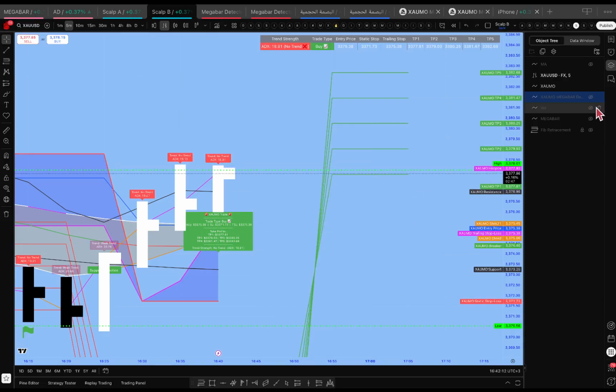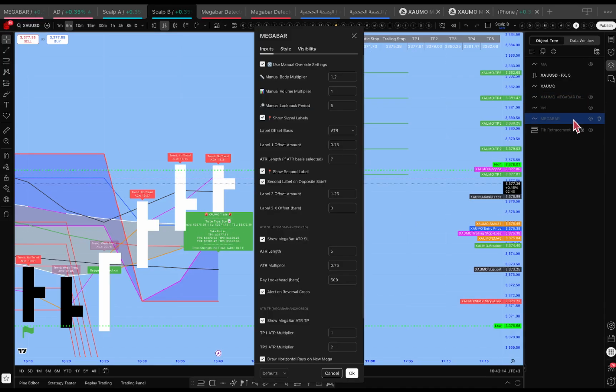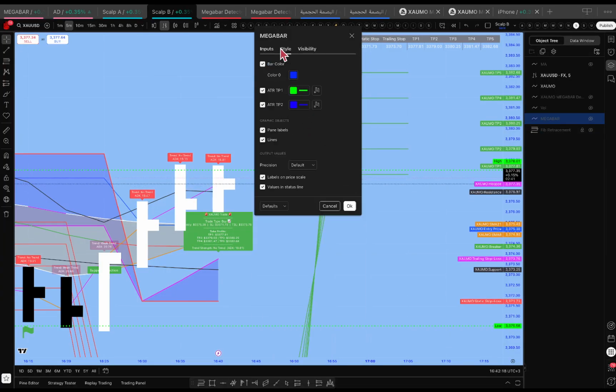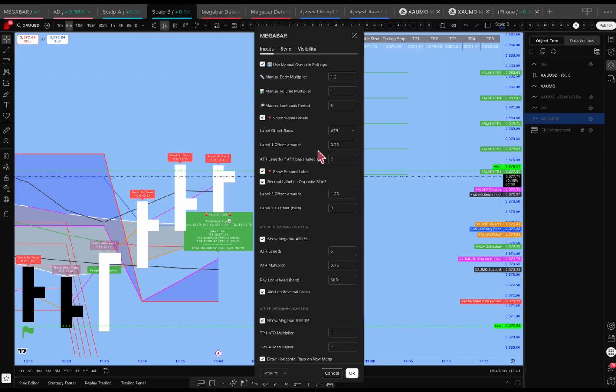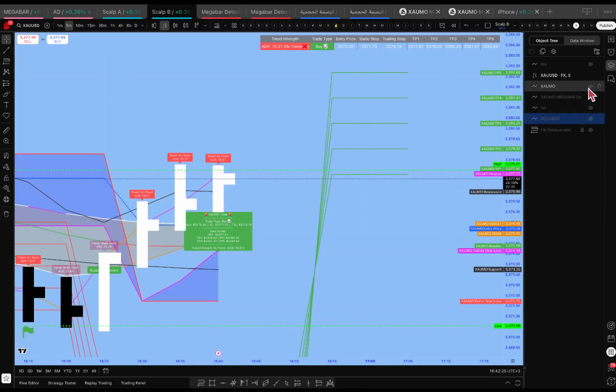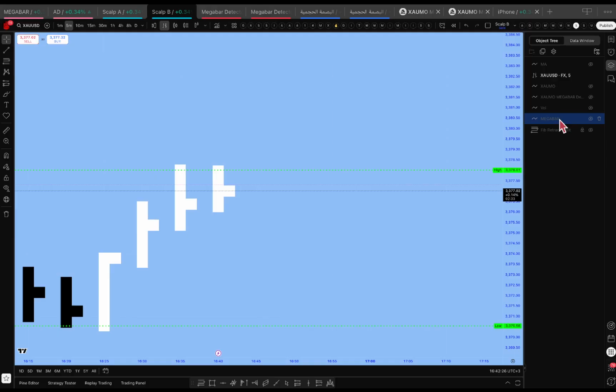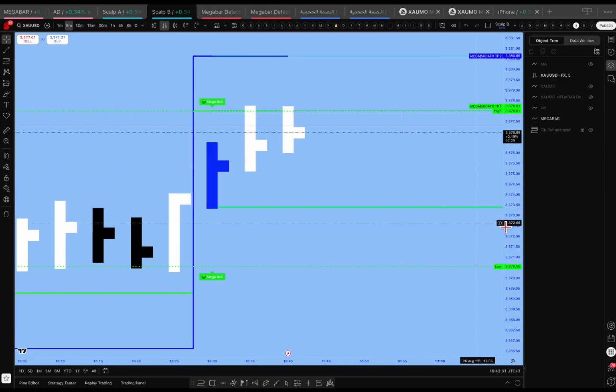I already published it for free. You'll have it, and you'll have the mega bar strategy. This is the mega bar. This is another indicator. You will use this, not the mega bar that you have. This is the other mega bar. So let's kill this one. This is how we use parts of it. Let's see that here. This is the mega bar indicator.